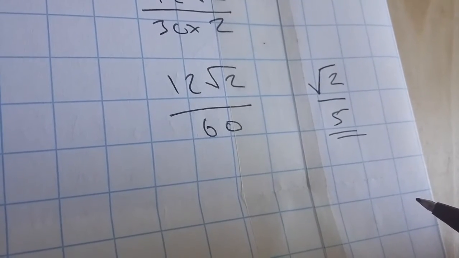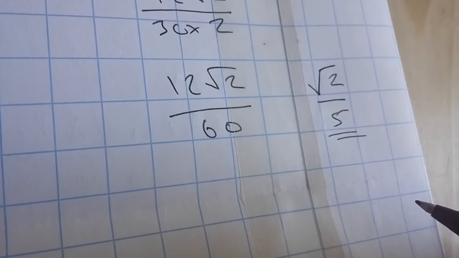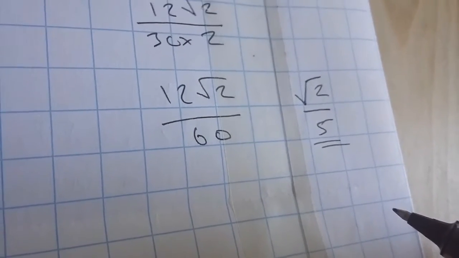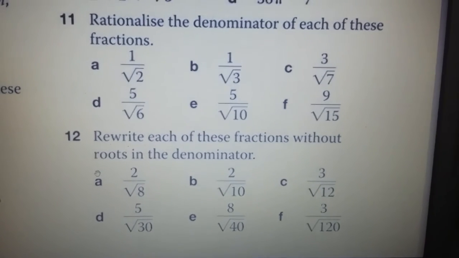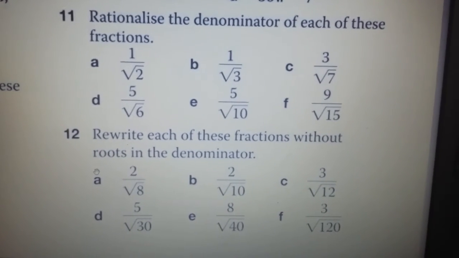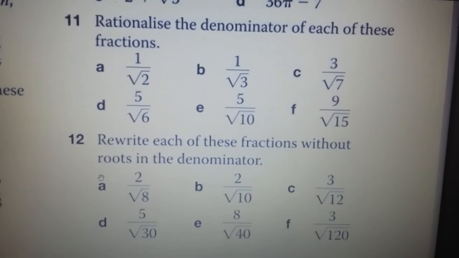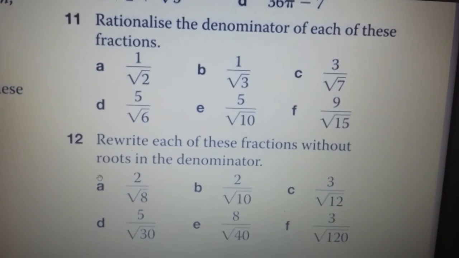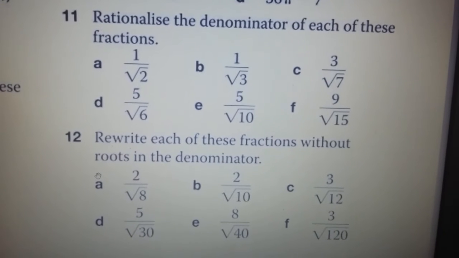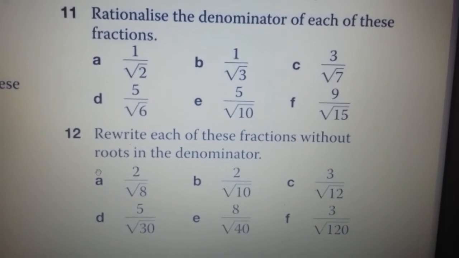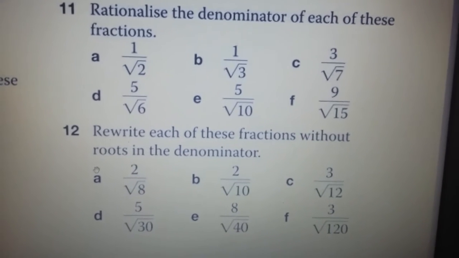Now I'm going to do one extra question because we haven't seen a lot of that rationalisation and it is quite a key skill. So for this I've got question 11 and 12. 11 says rationalise, which means getting rid of that denominator having the square root, and in 12 it says rewrite each of these fractions without roots in the denominator, which is rationalising.